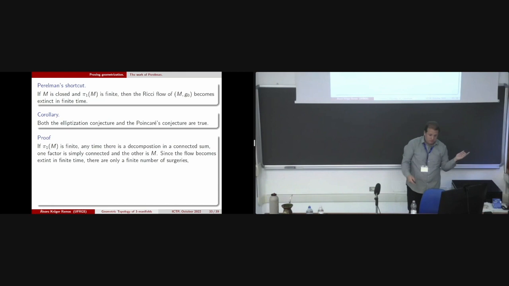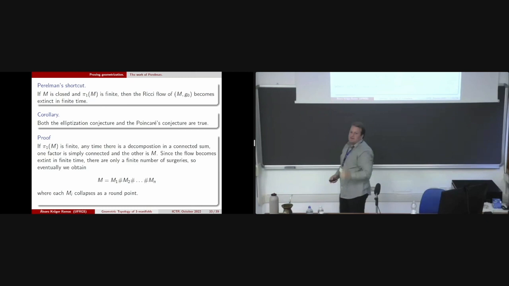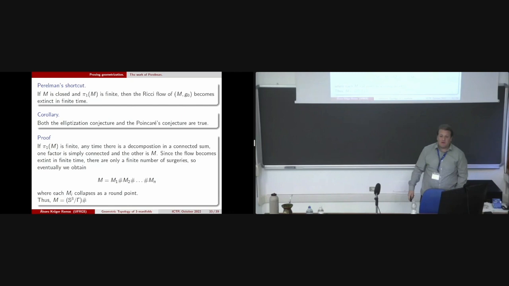So since the flow becomes extinct in finite time, you only have a finite number of surgeries. And if you have a finite number of surgeries, you have at most a finite number of connected summands. And each of these factors collapses to a round point. If each of these factors collapses into a round point, one of them is going to carry the topology, is going to be a quotient of S3 with finite fundamental group, with the whole fundamental group of M, and the others are just spheres. And this is the proof of Poincaré's conjecture.